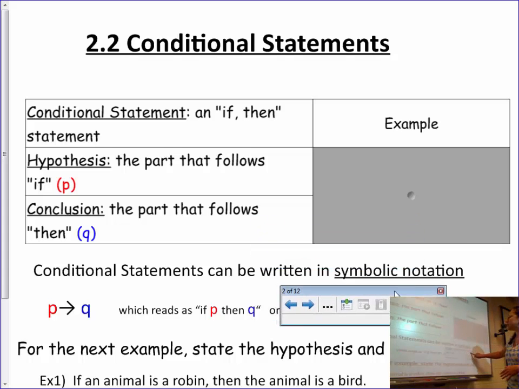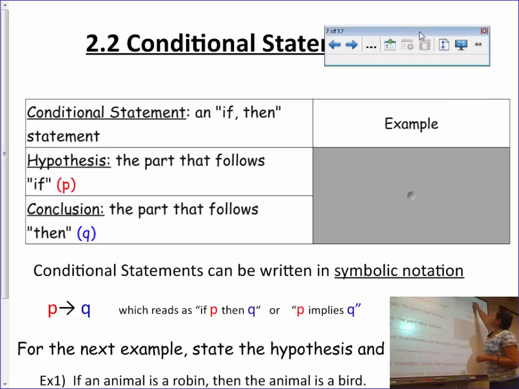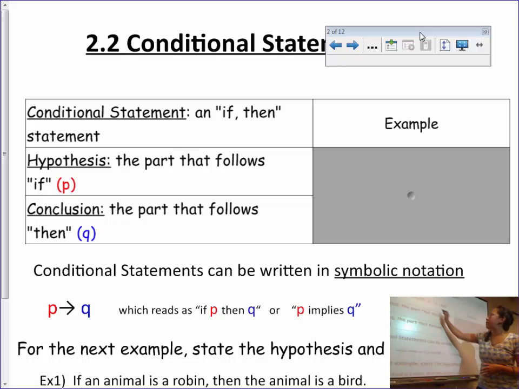We need a lot of time to write this stuff down. We've got a lot of vocabulary, a lot of definitions and examples to go with this, and we're talking about statements. So a conditional statement is a statement that can be written using the terms if and then.